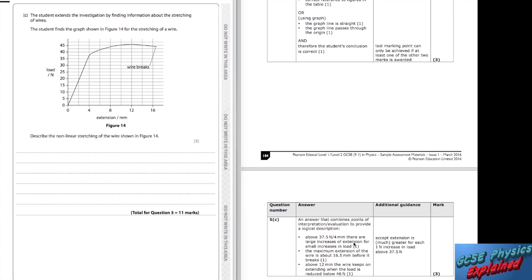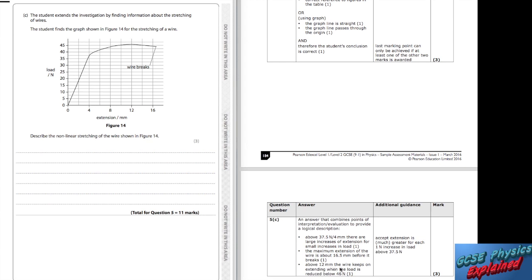There is a large increase of extension for small increases in load. So in other words, the extension starts to extend a lot, even though the force is only going up by a little bit. The maximum extension of the wire is about 16.5 millimeters before it breaks. So there's the extension there, just over 16, and then it breaks there.